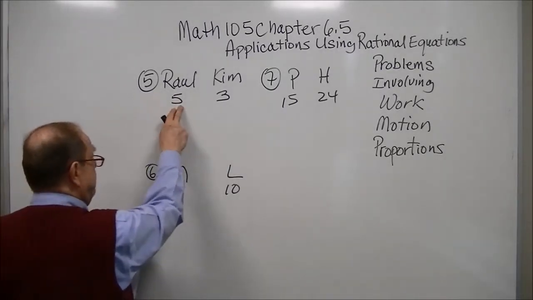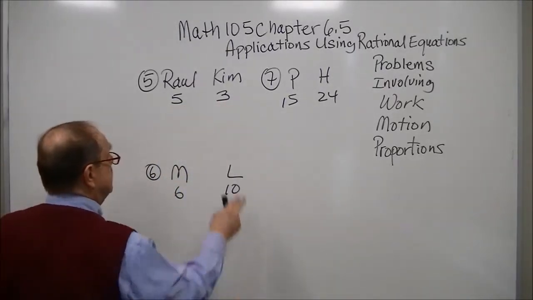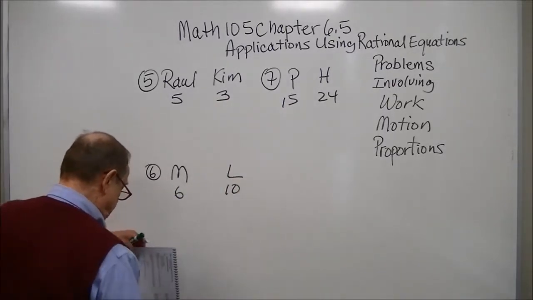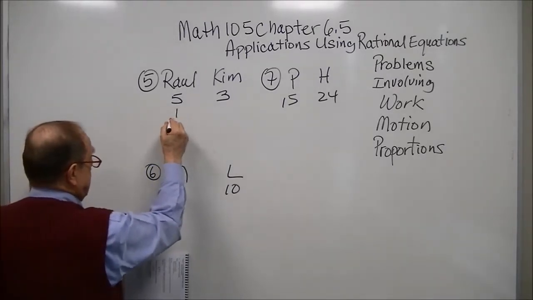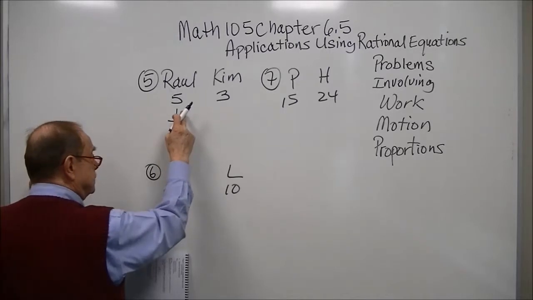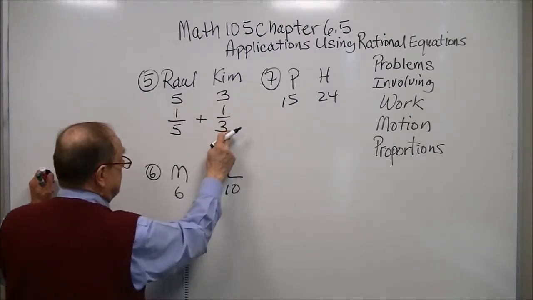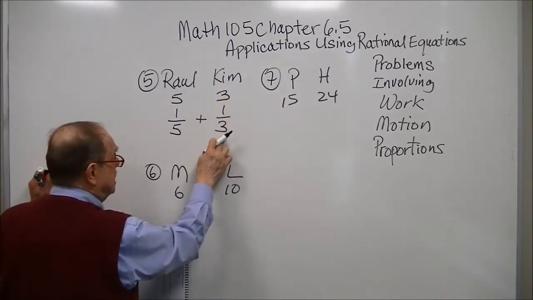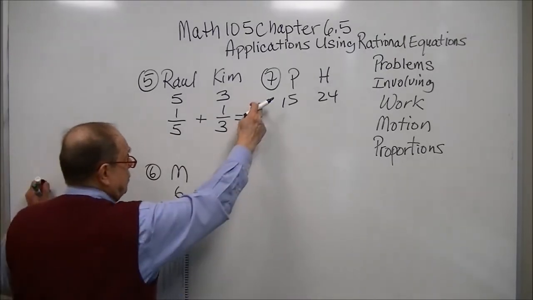So Raoul can paint a bedroom in 5 hours, while Kim can paint that same bedroom in 3 hours. Working together, how long would it take to paint the bedroom? Well, what is Raoul's rate? 1/5. He can get 1/5 of the job done in an hour. So his rate is 1/5. Kim's rate is 1/3. It takes 3 hours to paint the room, so per hour they get 1/3 of the job done. And then together they're going to get it done in T hours. So 1/T.